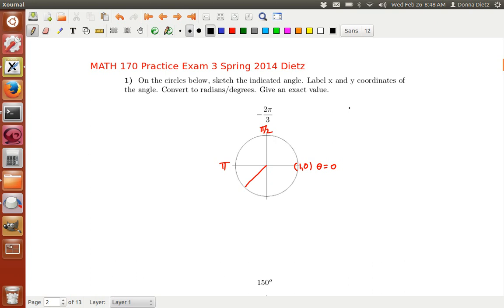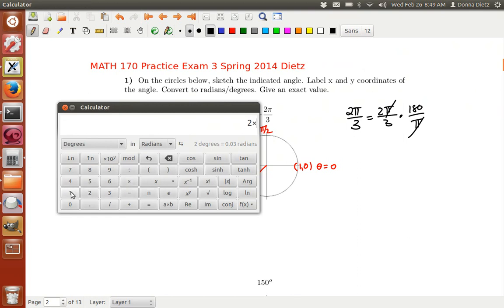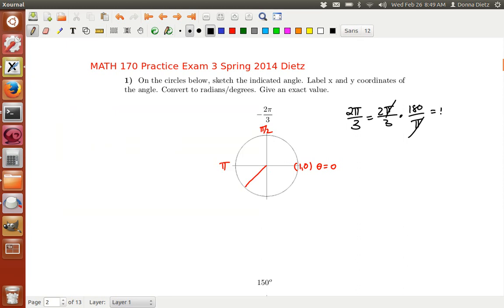Okay, so 2 pi over 3 as a positive value is 2 pi over 3 times 180 over pi. So you cross those out and you calculate it. You just say 2 times 180 divided by 3, and it tells you it is 120 degrees. Okay, so this is radians and these guys are degrees. So that means what you have here is 120 degrees. And that means you have 60 degrees over here. So that's the angle we're looking at.